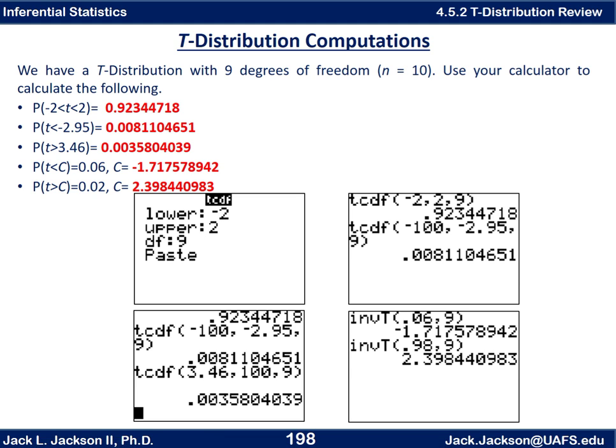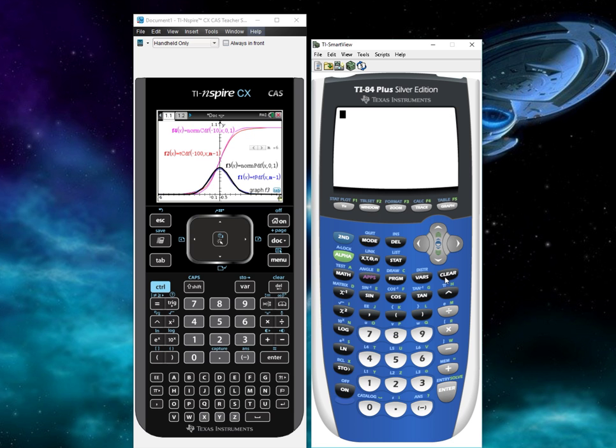Well, I'll show you. Let's see. So here we want to do the probability that t is between -2 and 2. It works exactly like the normal stuff that we did earlier. Go to distribution. To do probabilities, you want the CDF. So T-CDF, that's number 6. Lower is -2. Upper is 2. Degrees of freedom were 9 in this one. And paste. Boom. There is the answer.